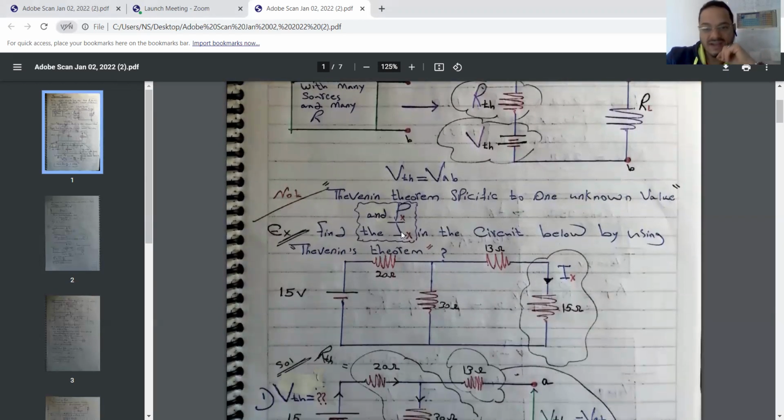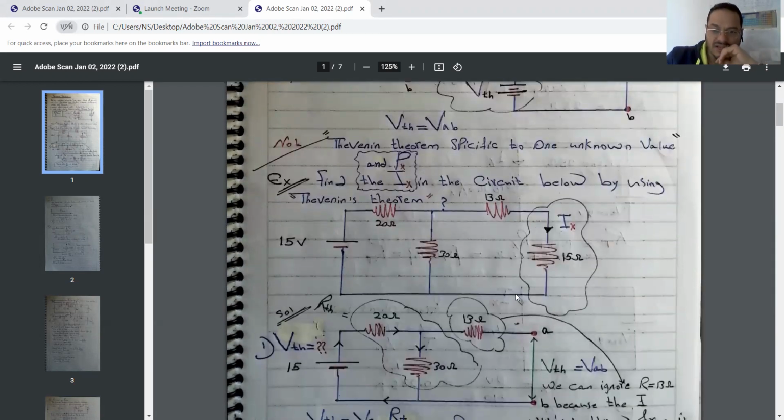Here, find the current Ix in the circuit below by using the Thevenin theorem. Here we have three different resistances, and we have just one independent voltage source. Like I said before, we deal with any voltage source like a short circuit, and we ignore any current source by assuming it's like an open circuit.